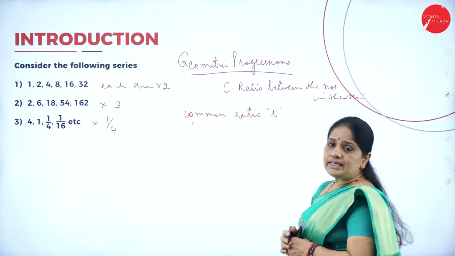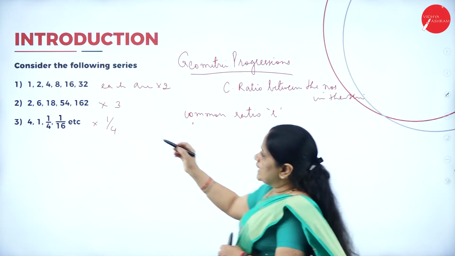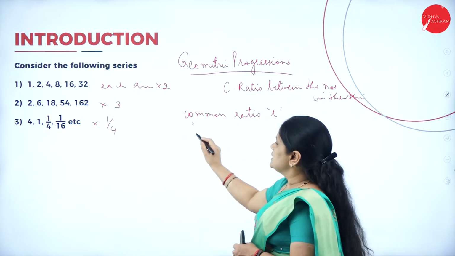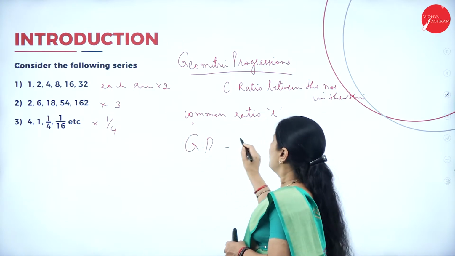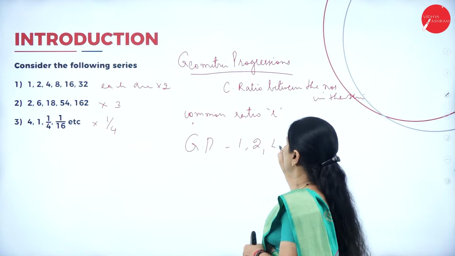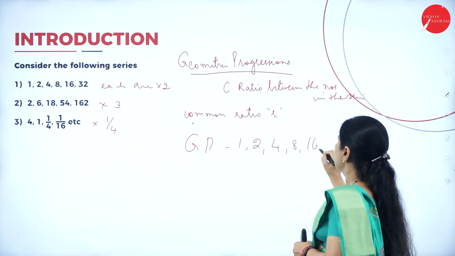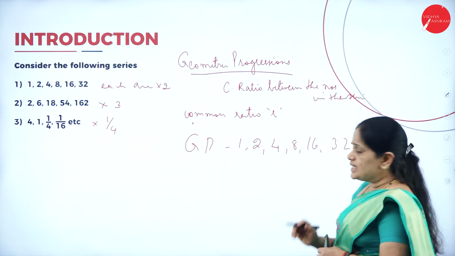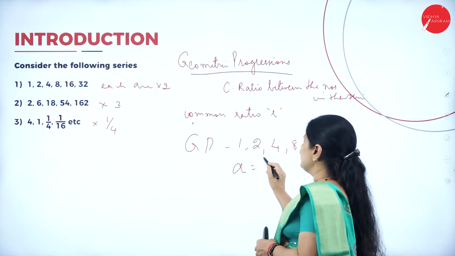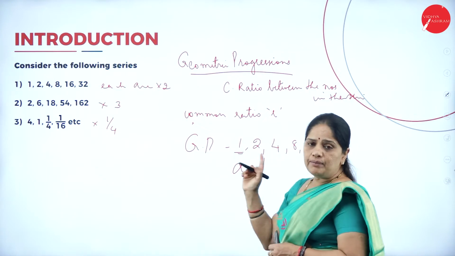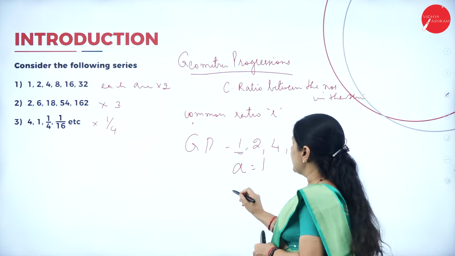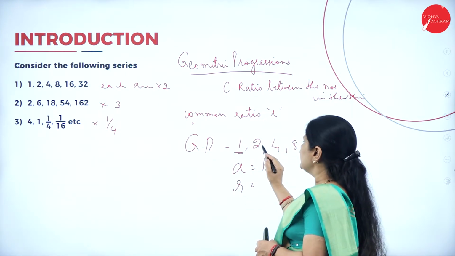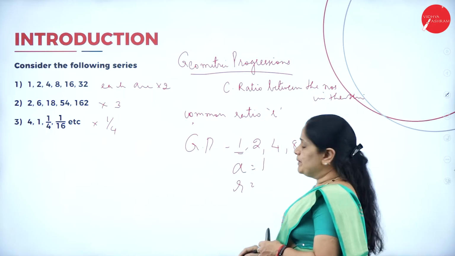Now how do we find the common ratio? Suppose I take this geometric progression, GP, as 1, 2, 4, 8, 16, 32. So this is the GP given. Now what is A here? A will always be the first term of the progression. Now what is R? R will be any term divided by the previous term.